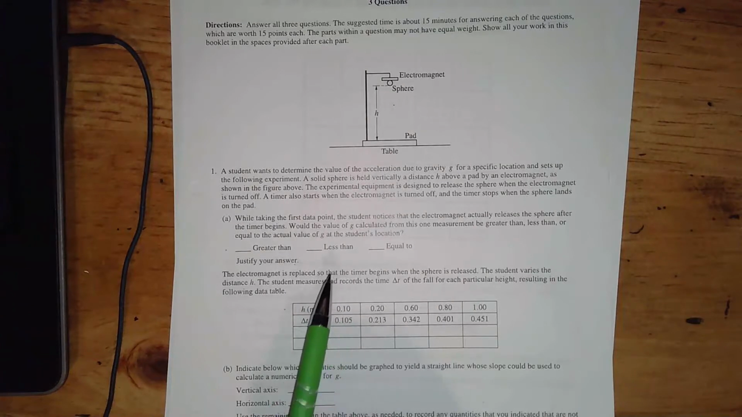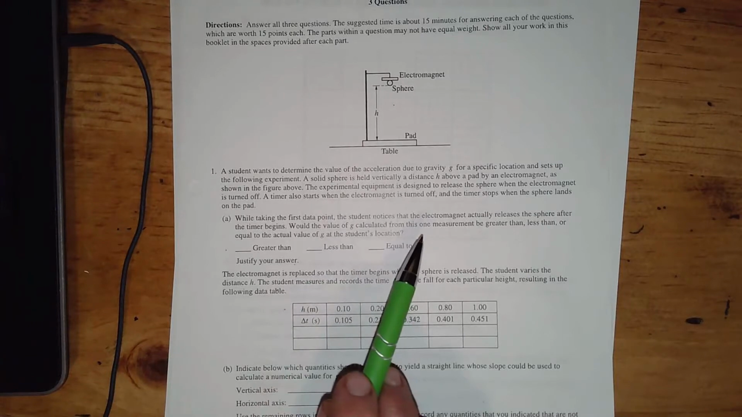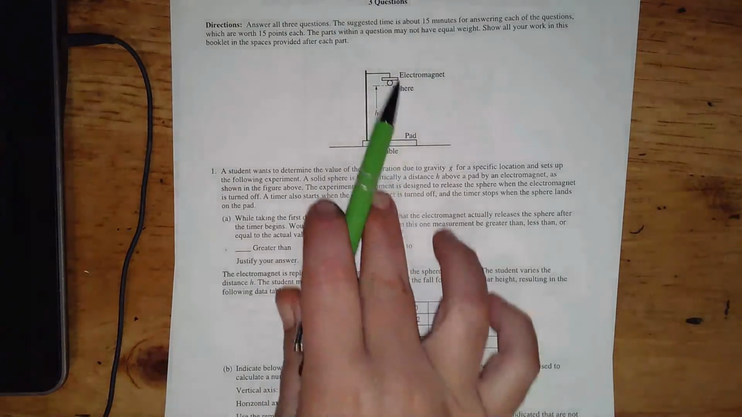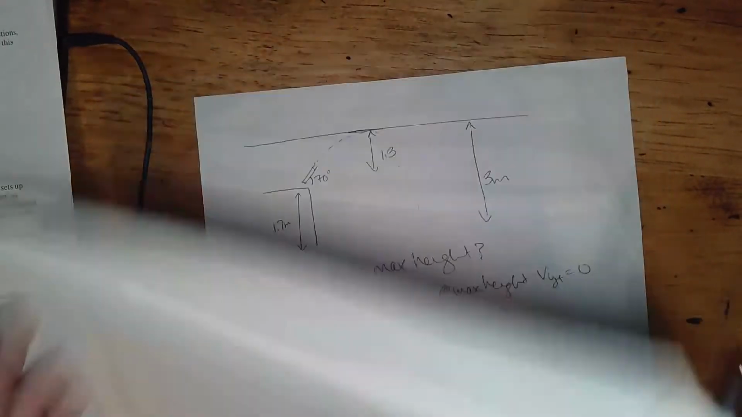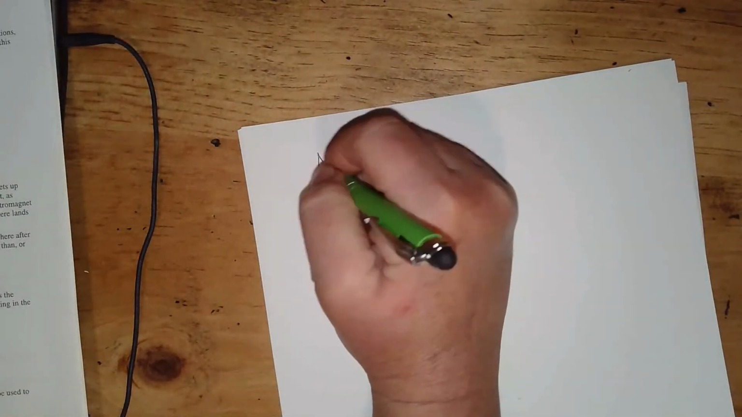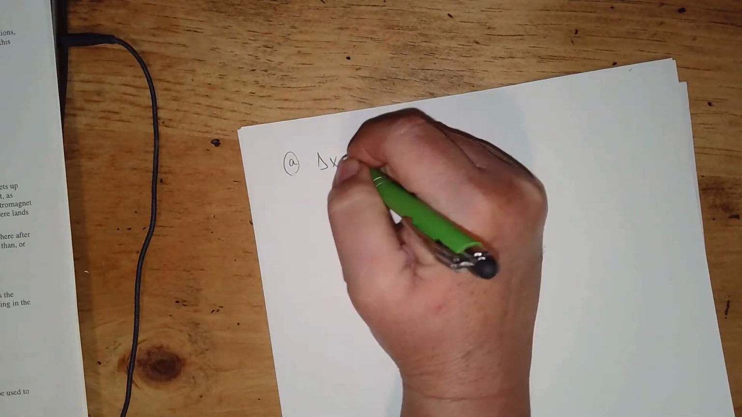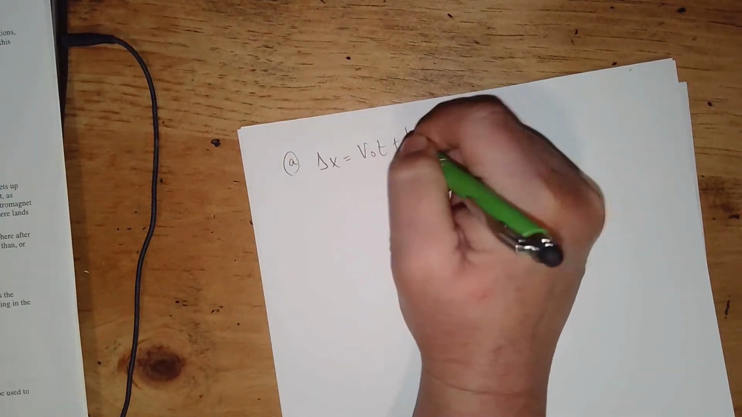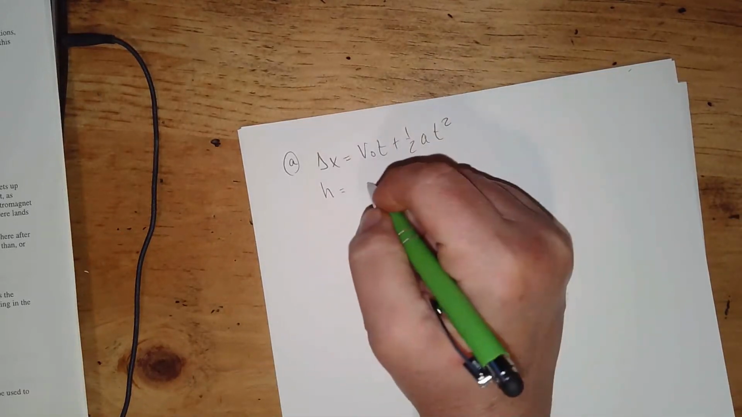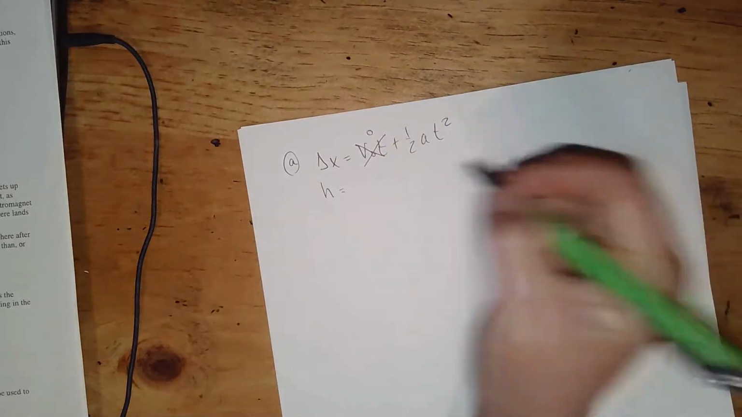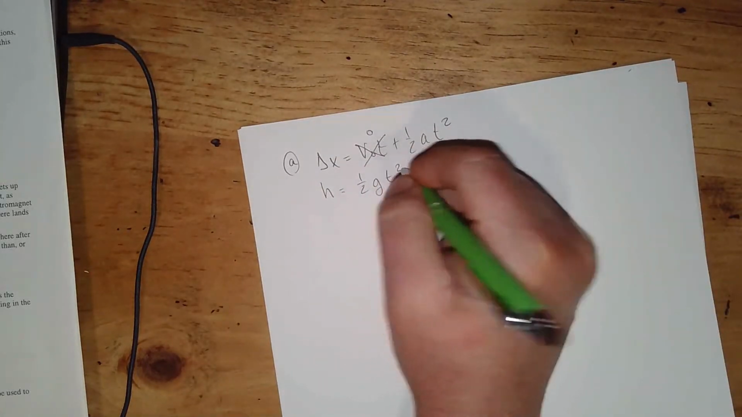Okay, what happens is if the timer turns on before the sphere is let go, then that's going to make the time long. And so the time would be too big. And so if we just do this equation, delta x is v naught t plus 1/2 a t squared. I know I'm going to travel h, or negative h, however you want to call it. V naught is 0 because it's released from rest. So I get 1/2 g t squared.